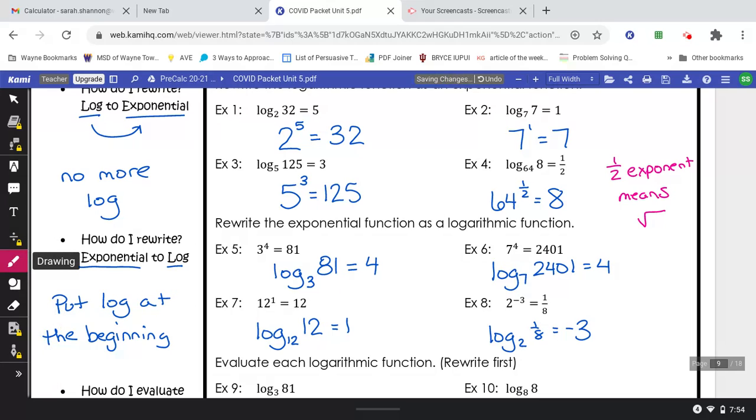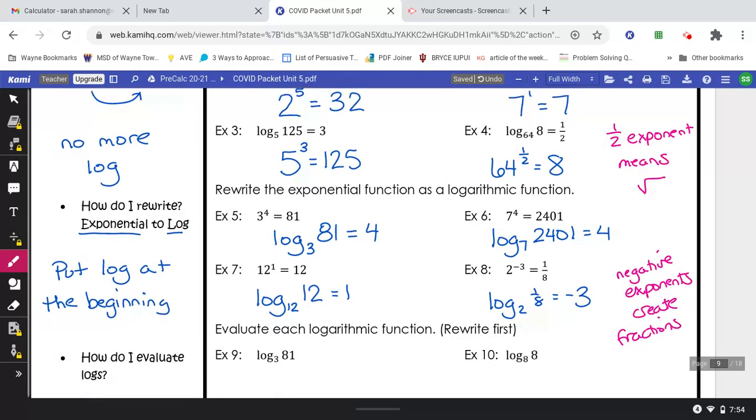Just another note over here. Remember that negative exponents create fractions. So anytime you need a fraction, make sure you're using a negative exponent.